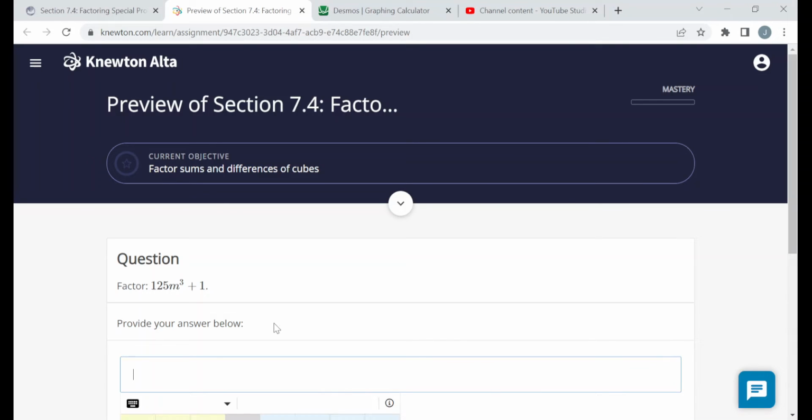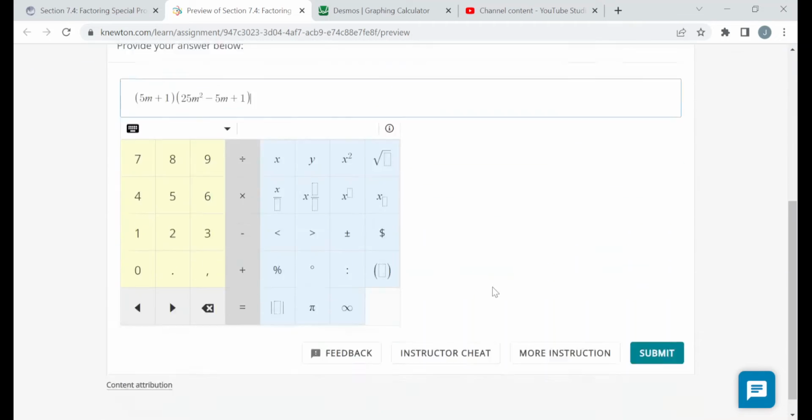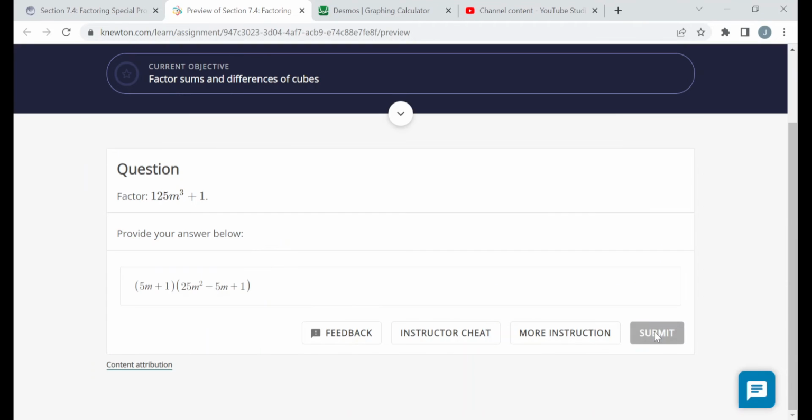So 125m cubed plus 1 will factor to 5m plus 1 times the trinomial 25m squared minus 5m plus 1. And that should be good. And again, you can put these in either order, but usually I like putting the binomial factor then the trinomial factor. I find it easier to remember. But it's up to you.